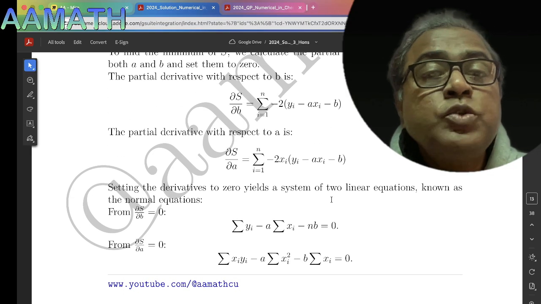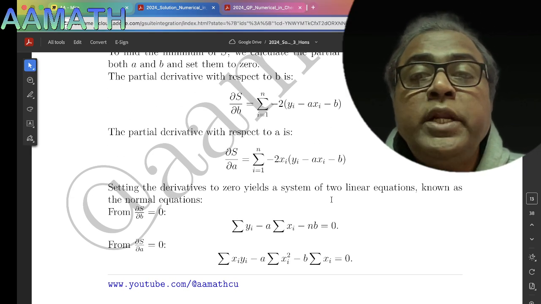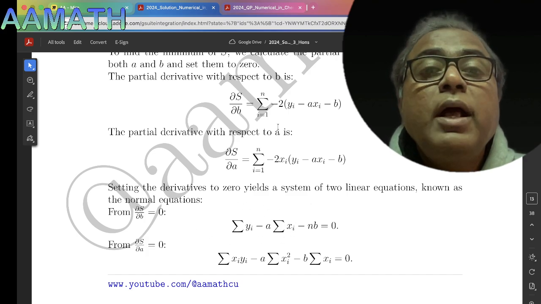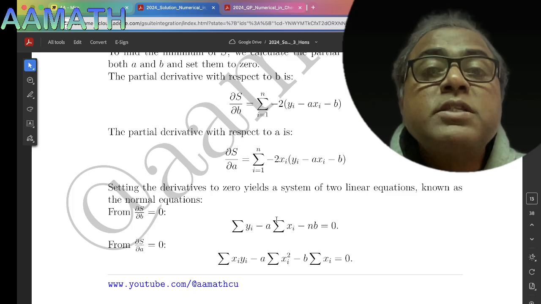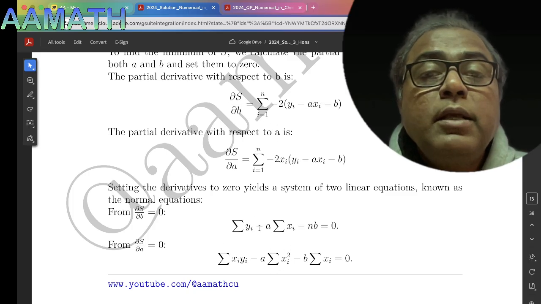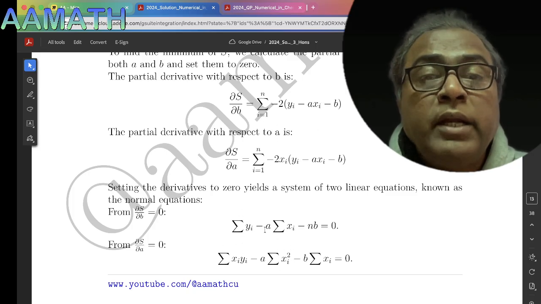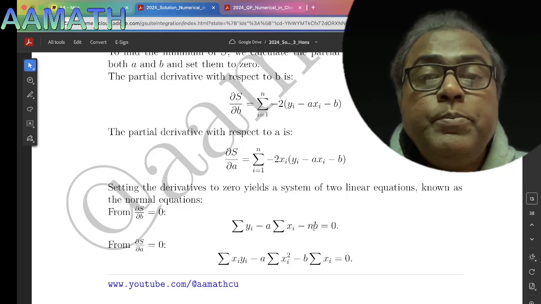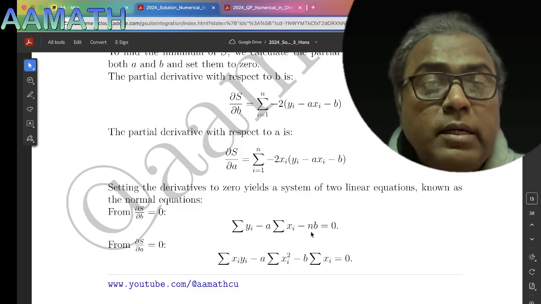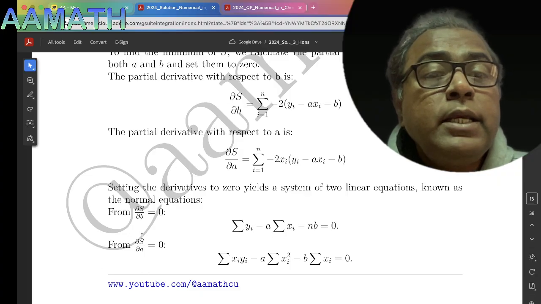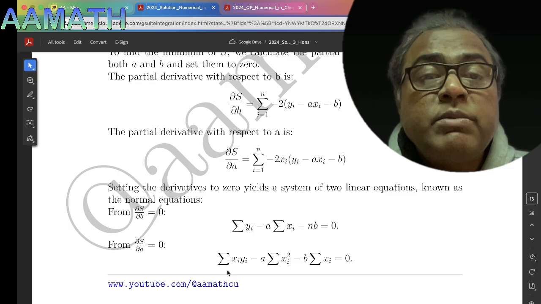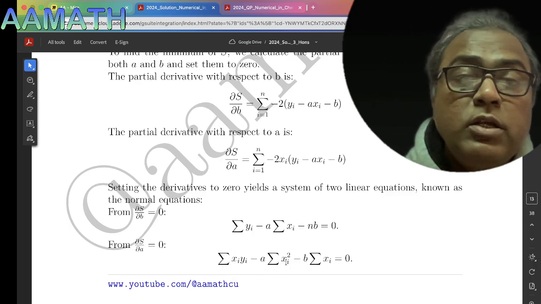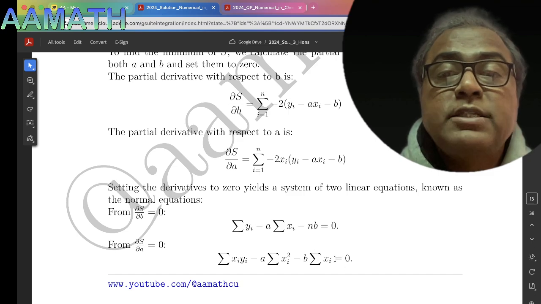So setting the derivatives to 0 yields a system of two linear equations known as the normal equations. Del S by del B equal to 0, after simplification, we get summation yi, i runs from 1 to n, minus a summation xi, i runs from 1 to n, minus n into b, because there are n data here. And del S by del A equal to 0 gives summation xi yi, i runs from 1 to n, minus a summation xi square, minus b summation xi equal to 0.